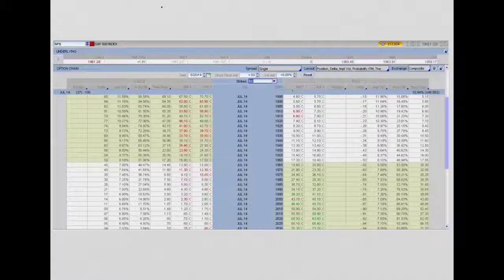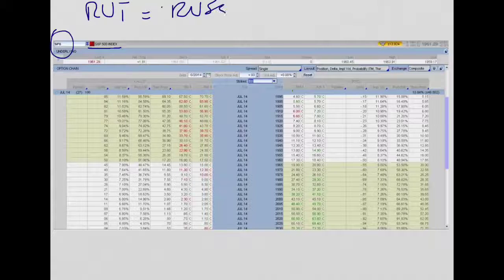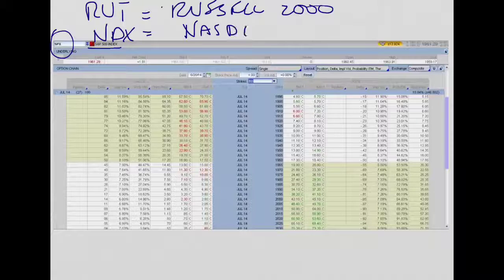Okay, so we brought up the SPX, or the S&P 500 index. It's one of the 3 indexes we trade. We also trade the RUT, which is the Russell 2000. And we trade the NDX, which is the NASDAQ 100. Very liquid options and decent size. In other words, we can get a large quantity of money without having to trade a large quantity of contracts.